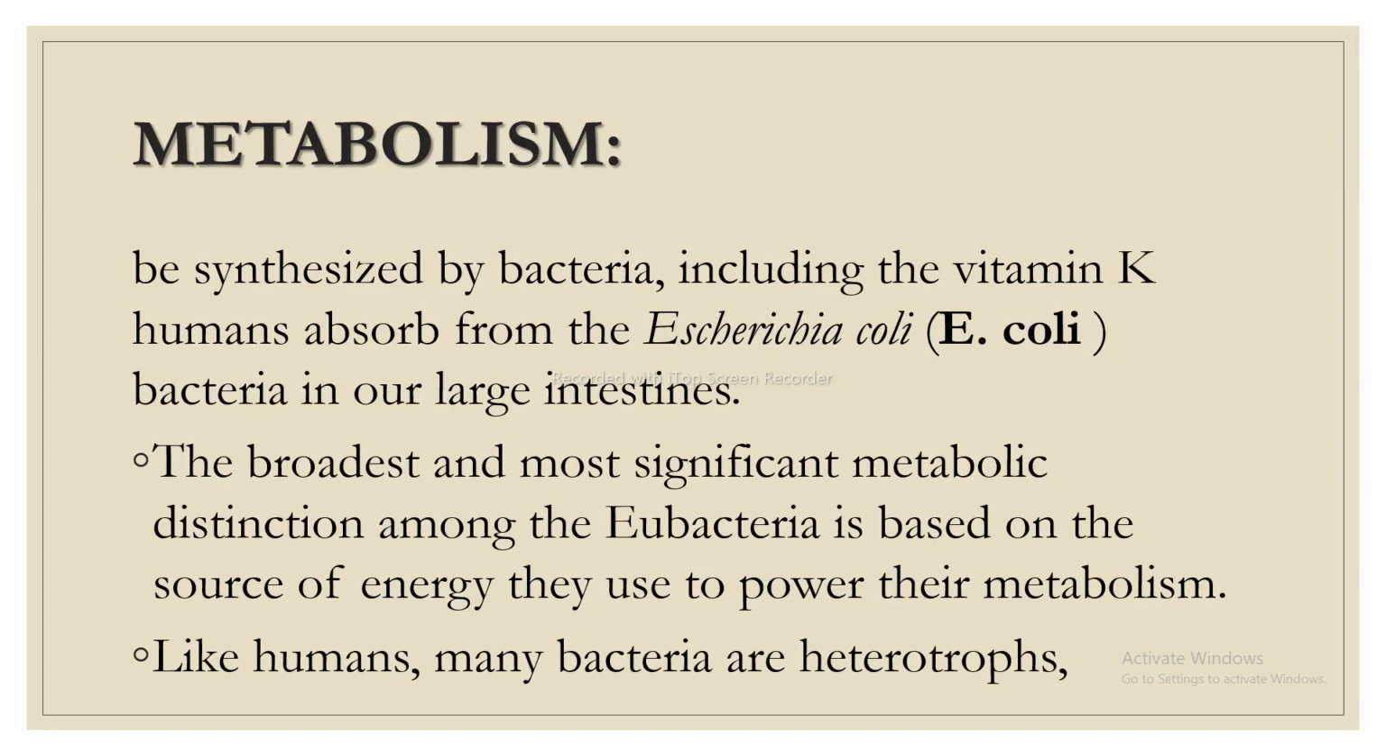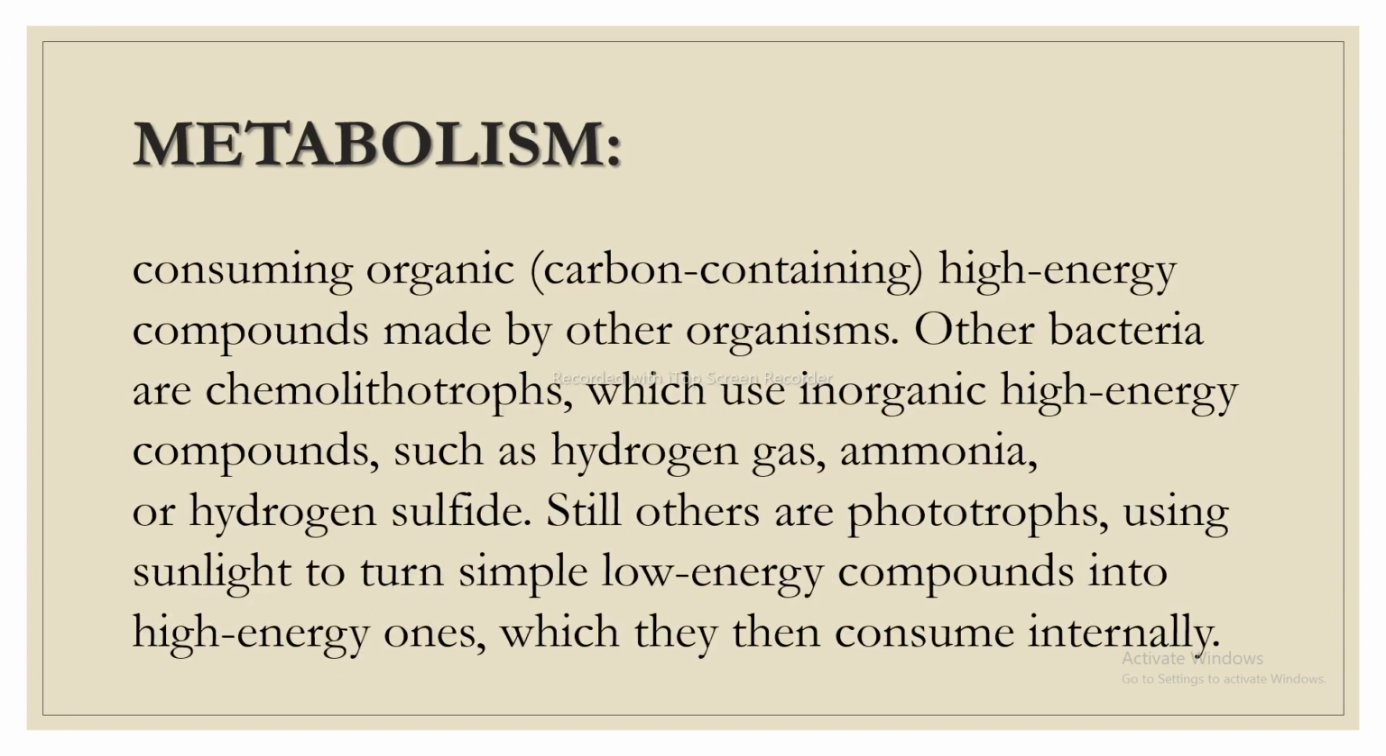The broadest and most significant metabolic distinction among the eubacteria is based on the source of energy they use to power their metabolism. Like humans, many bacteria are heterotrophs, consuming organic carbon-containing high-energy compounds made by other organisms. Other bacteria are chemolithotrophs, which use inorganic high-energy compounds such as hydrogen gas, ammonia, or hydrogen sulfide. And still others are phototrophs, using sunlight to turn simple low-energy compounds into high-energy ones, which they then consume internally.